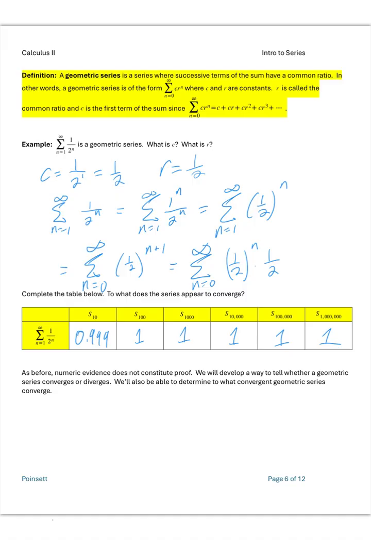So as we've discussed prior to this, numeric evidence does not constitute proof. Because, for example, this is a sum of infinitely many terms, whereas S sub 1 million is only the sum of the first 1 million terms of this series. There's still infinitely many more that would need to be added on. But as of now, it appears, because this has leveled off so quickly as we increase the size of n, that this series perhaps does in fact converge, and perhaps it converges specifically to 1. In order to determine that, we need to look at this analytically.